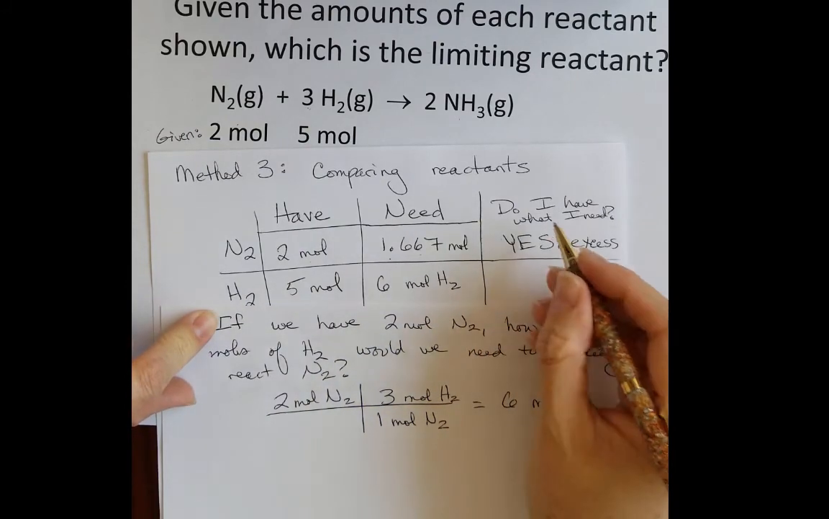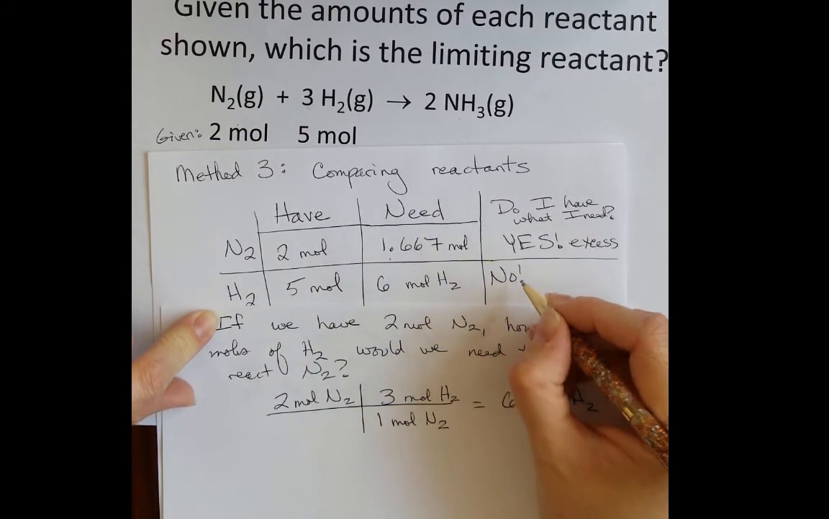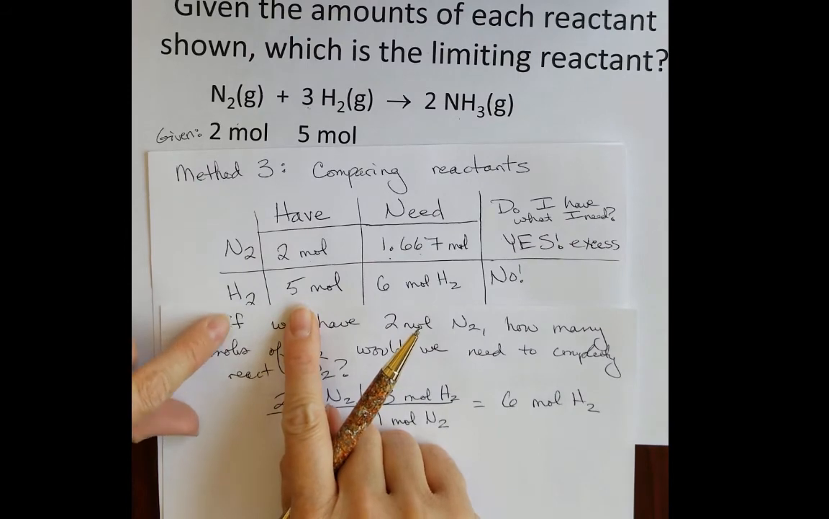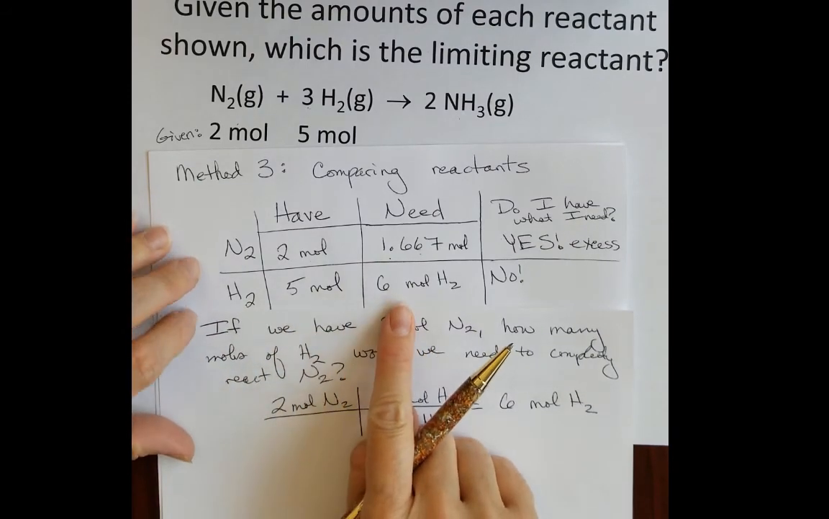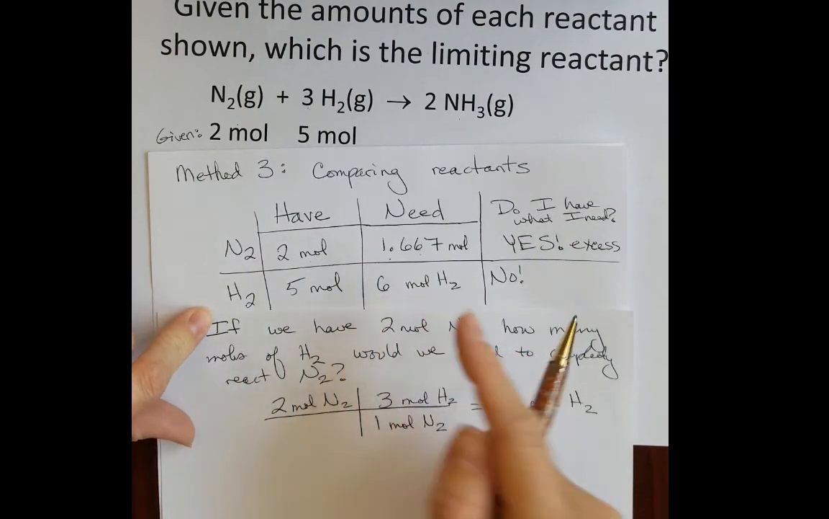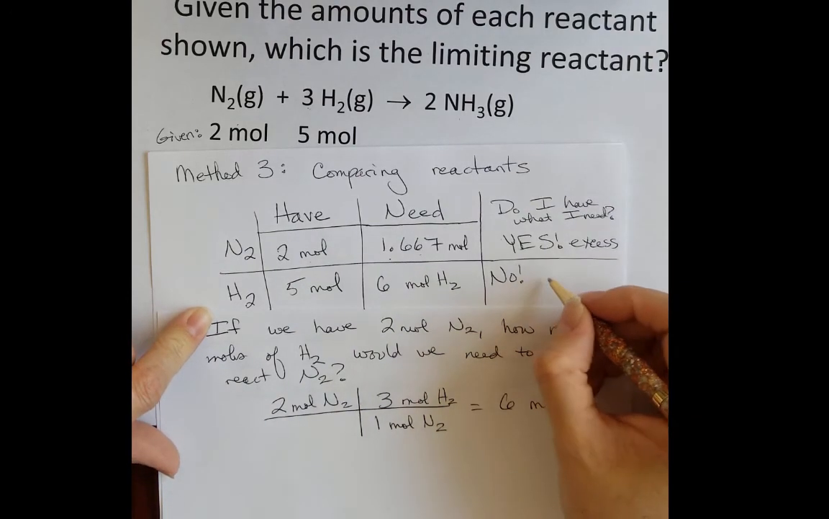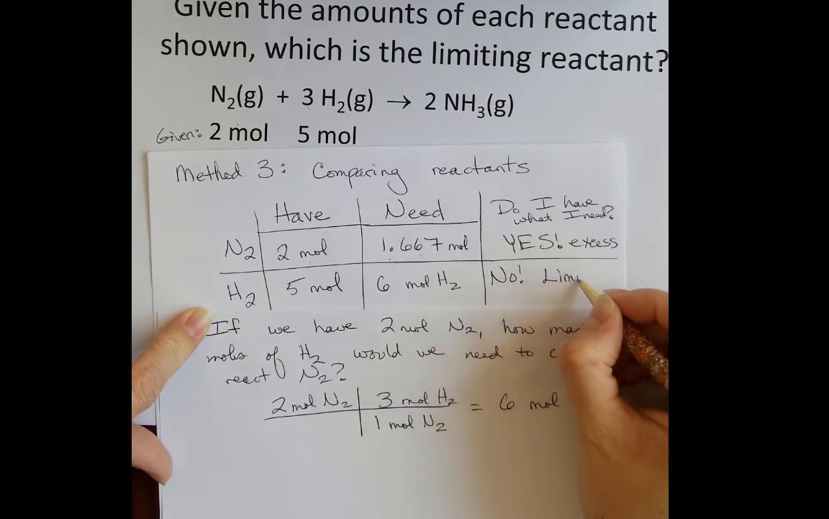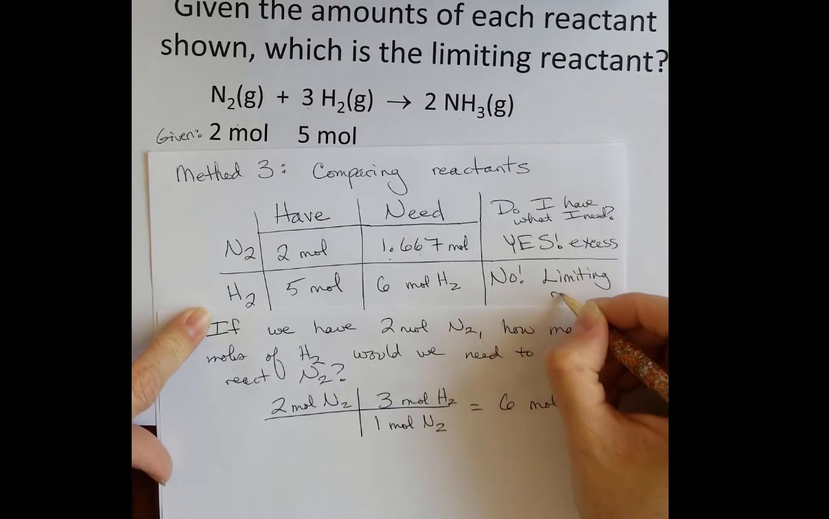And then the question is, do I have what I need? No. I have 5 moles of hydrogen, but you're telling me that I actually need 6 in order to completely react all the nitrogen. So no, I do not have enough hydrogen to completely react all the nitrogen. So this is then my limiting reactant.